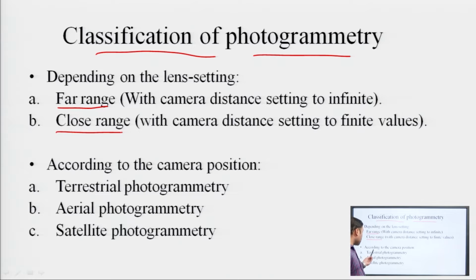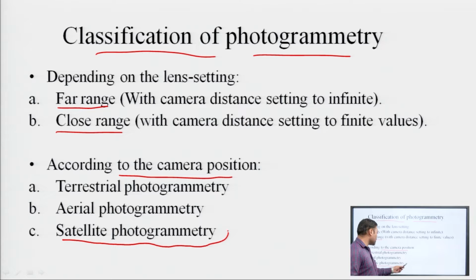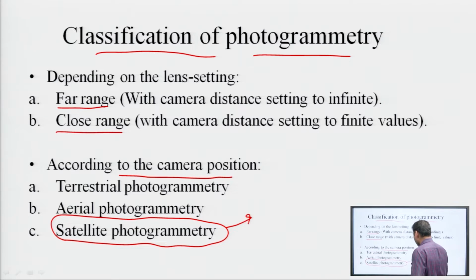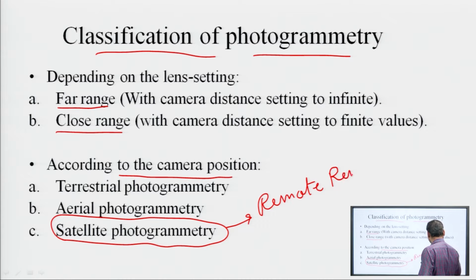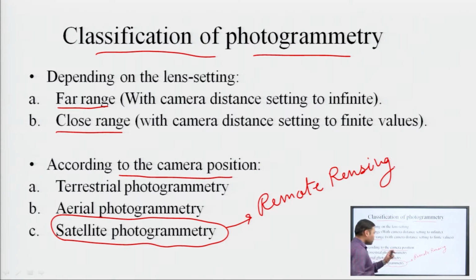According to the position of camera, photogrammetry can be of three different types: terrestrial photogrammetry, aerial photogrammetry and satellite photogrammetry. Satellite photogrammetry we will discuss later in remote sensing. Now, according to the camera position again, terrestrial and aerial photogrammetry.